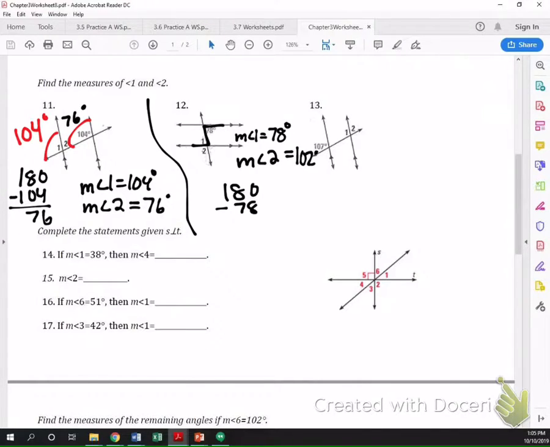All right. What about number 13? Angle 1 is 107. They're corresponding angles. Good. Angle 2 is? Good.